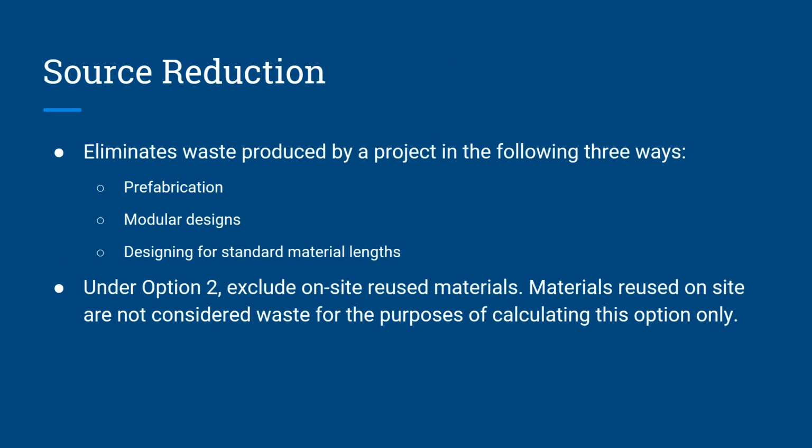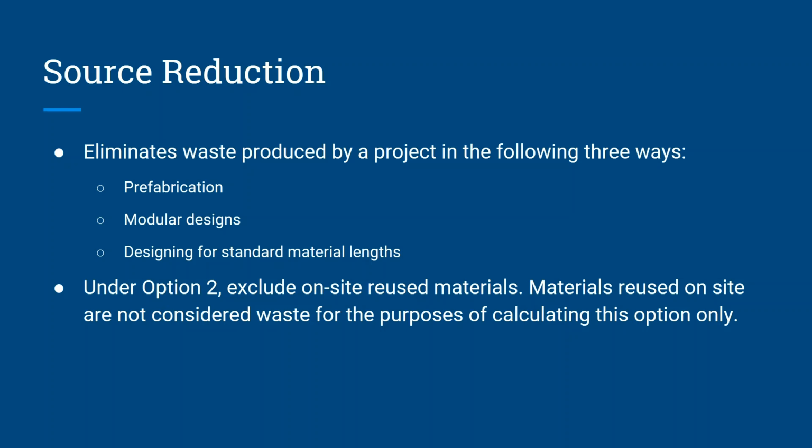Option 2 of this credit is achieved through source reduction, which eliminates waste produced by a project. This can be done in 3 different ways. Prefabrication is a great alternative for many wall assemblies because they are manufactured off-site in a more efficient manner, thereby producing less waste. Modular designs are constructed in controlled environments and are a safer option for workers.